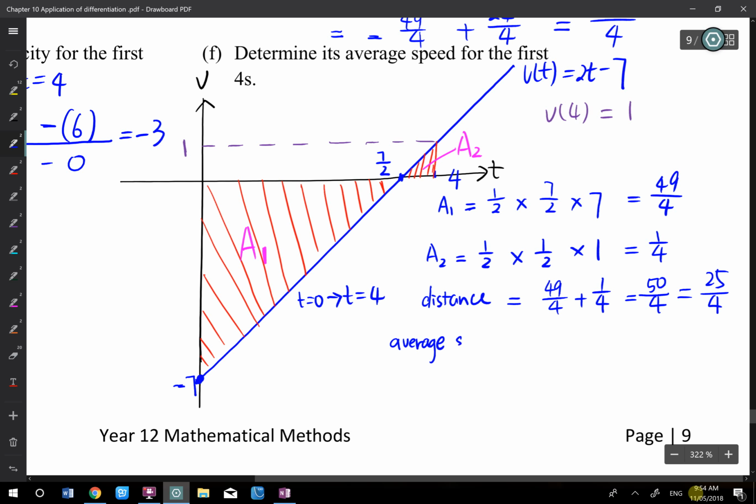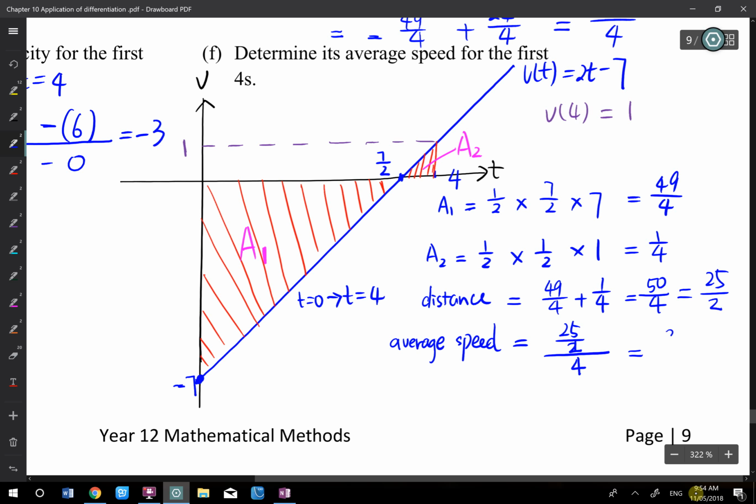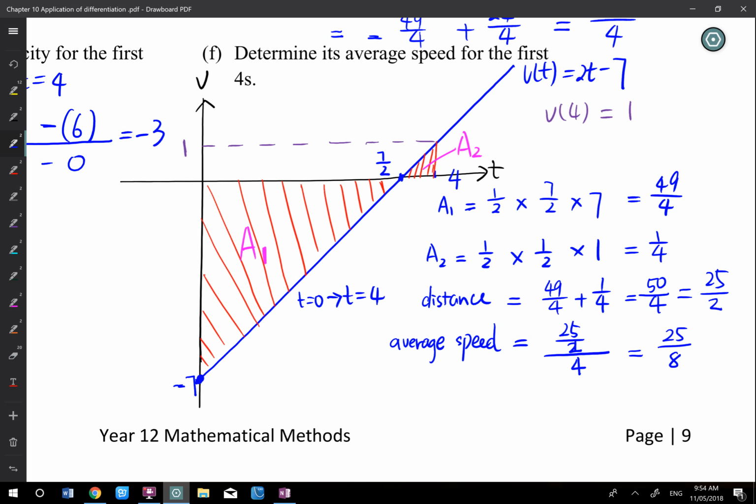Average speed equals 25/2, over 4 seconds. So the total distance covered in 4 seconds is 25/2, divided by the time. Times a quarter, that is 25/8.